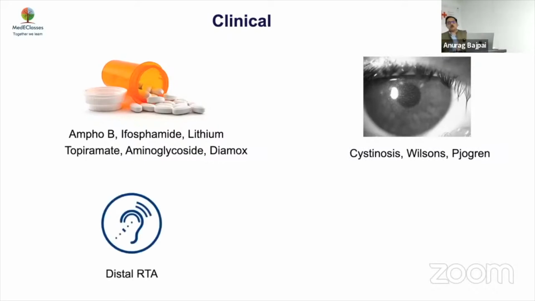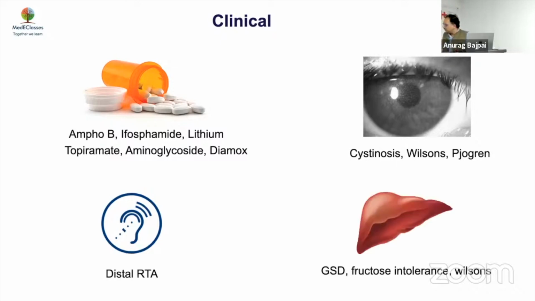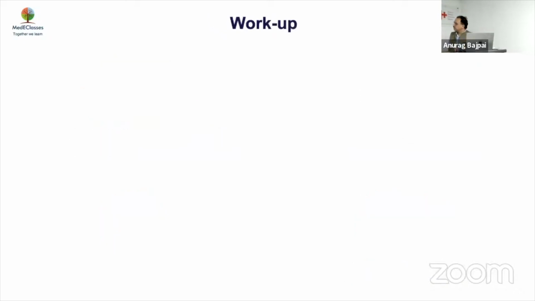Hearing abnormality. In your case, you have to think of hearing abnormality, very important in all the three cases, because they all looked like congenital ones. So hearing defects are very common in some forms of distal RTA. And if you have proximal RTA, think of hepatic involvement. Look at glycogen storage, fructose intolerance, and Wilson's in that regard.